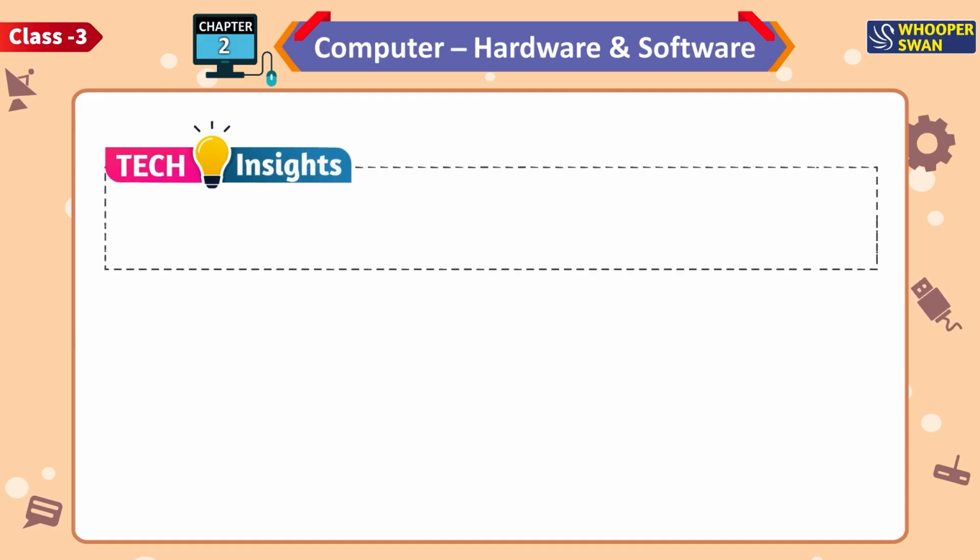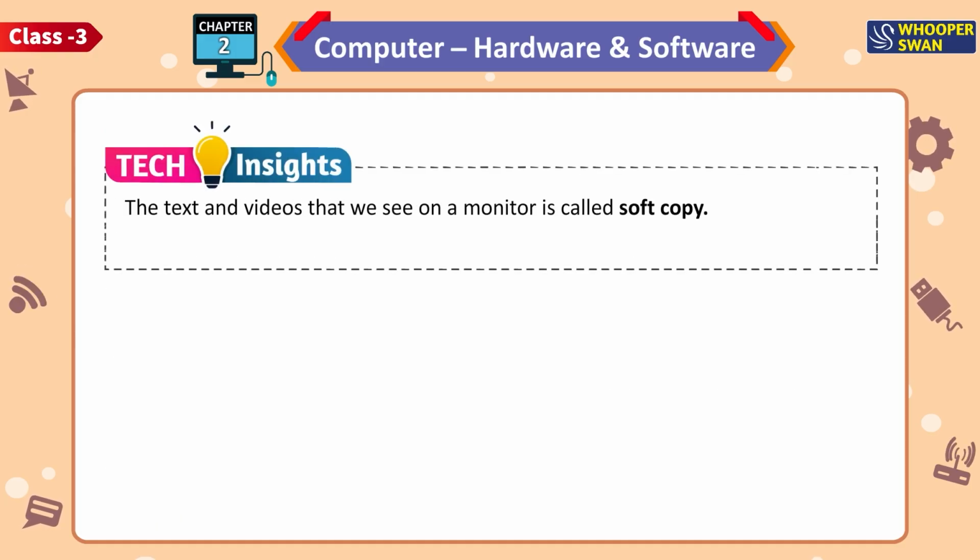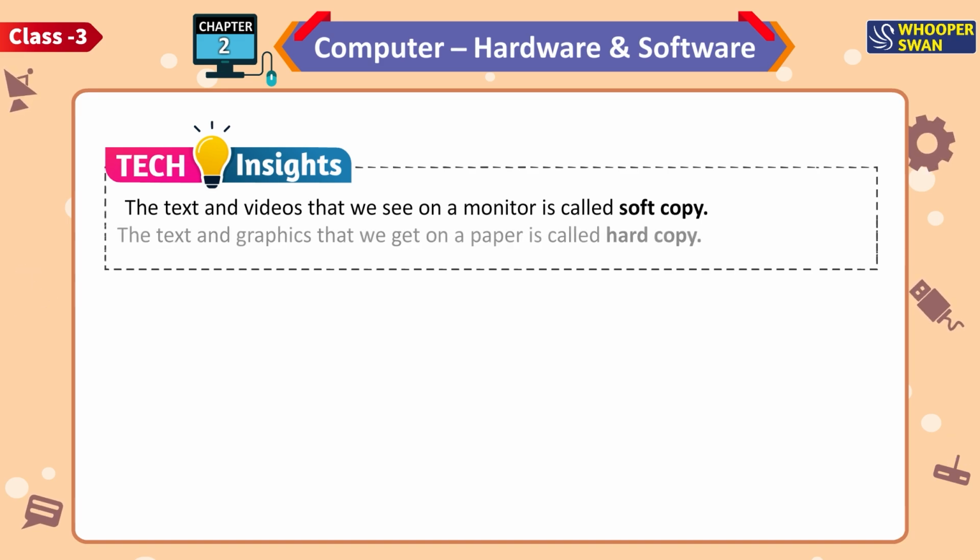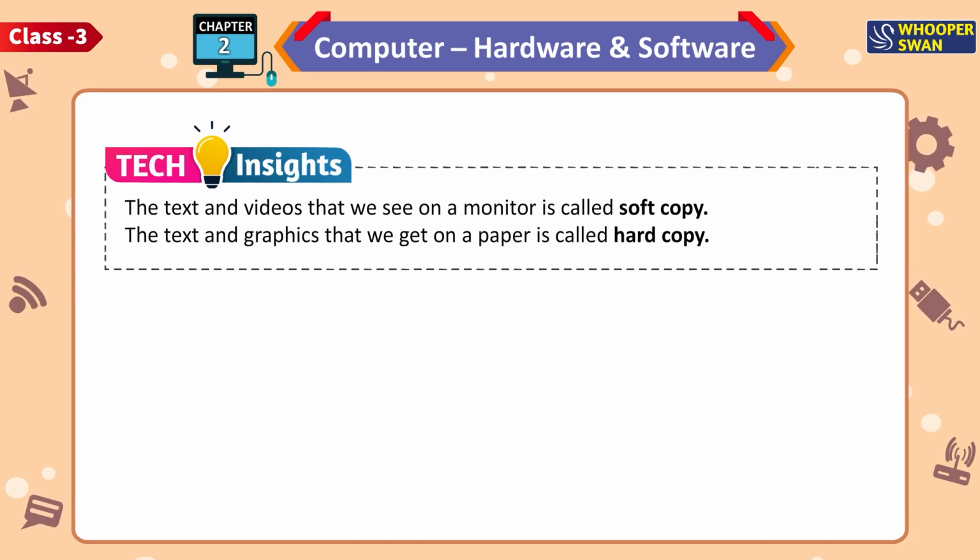Tech Insights. The text and videos that we see on a monitor is called soft copy. The text and graphics that we get on a paper is called hard copy.